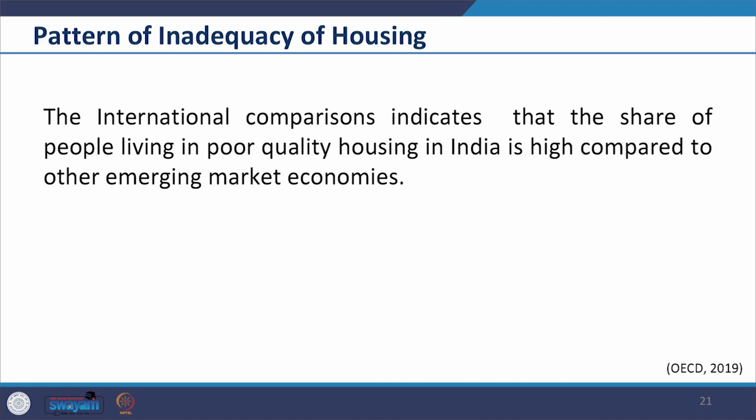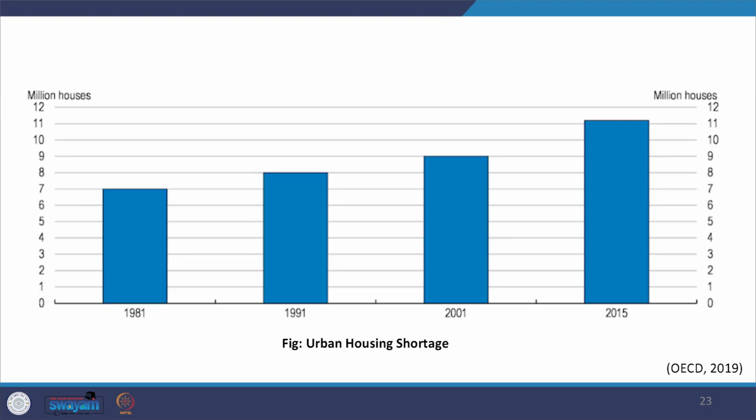It is apparent that a substantial housing shortage looms in urban India, and a wide gap exists between the demand and supply of housing, both in terms of quantity and quality. According to the OECD Economic Survey of India 2019, international comparisons indicate that the share of people living in poor quality housing in India is high compared to other emerging market economies. The urban shortage has increased fast in recent times, as we see in the figure, and continues to worsen as migration and natural population growth have intensified.